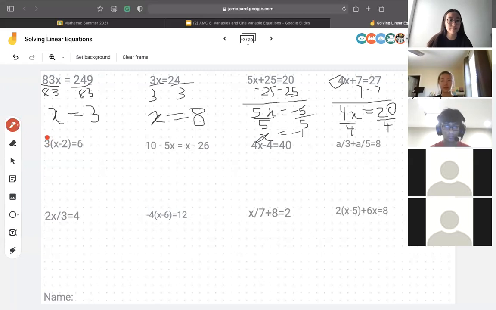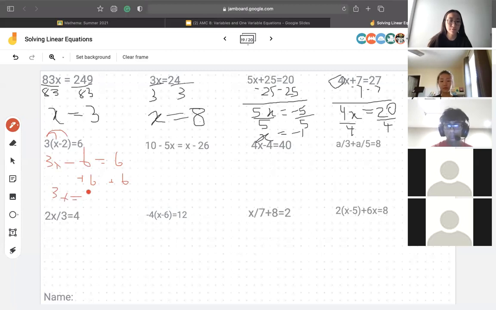Okay, so moving on. This first problem requires the distributive property, which you might not have known. When you have something multiplied by something else in parentheses, you basically multiply that outside number by each term. So we do 3 times x and then 3 times -2. That gives us 3x minus 6 equals 6. Now we add 6 to both sides, and that gets us 3x equals 12.